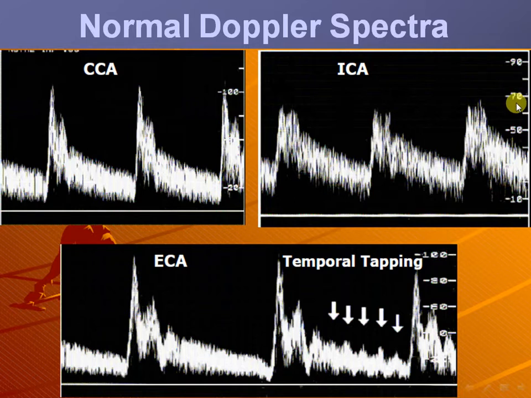Here it's about 70 centimeter per second, and the diastolic velocity is high, about 40 centimeter per second here. This is a low resistance pattern, okay? Because the end diastolic velocity does not reach the baseline or is not near the baseline.